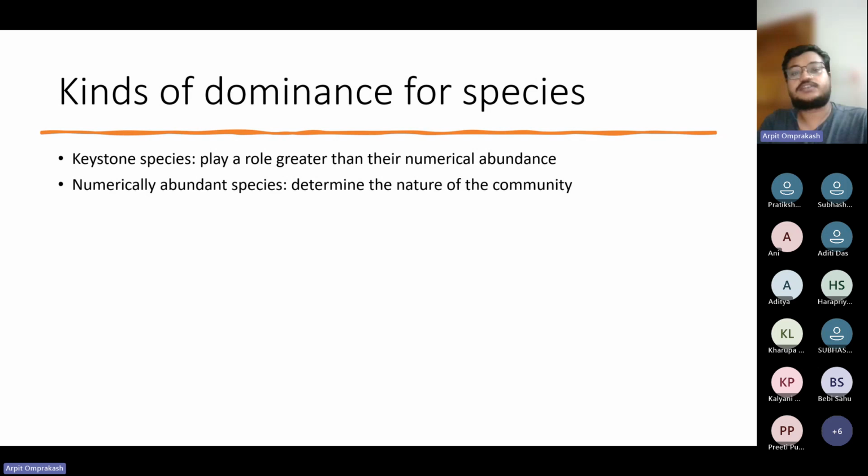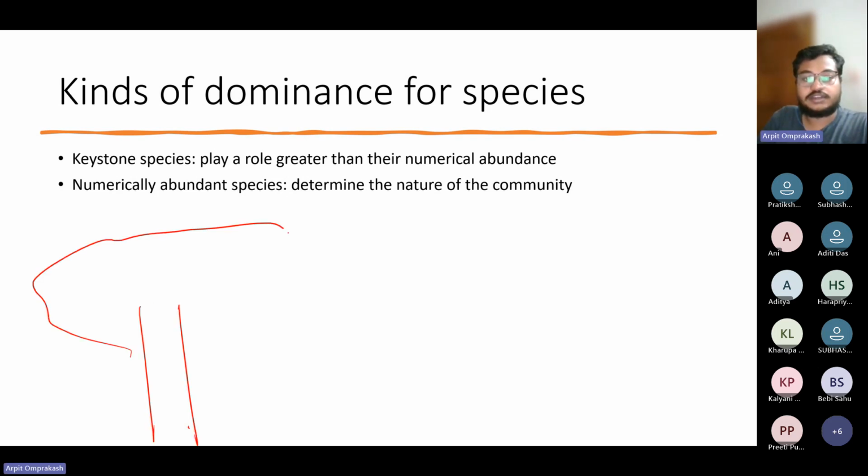So the first kind of dominance is a dominant species, which is called the keystone species. So basically, a keystone species is a species that plays a role that is greater than their numerical abundance. So basically, for example, let's say we have a ficus tree. So a ficus tree is very large and it can generally support a lot of different organisms.